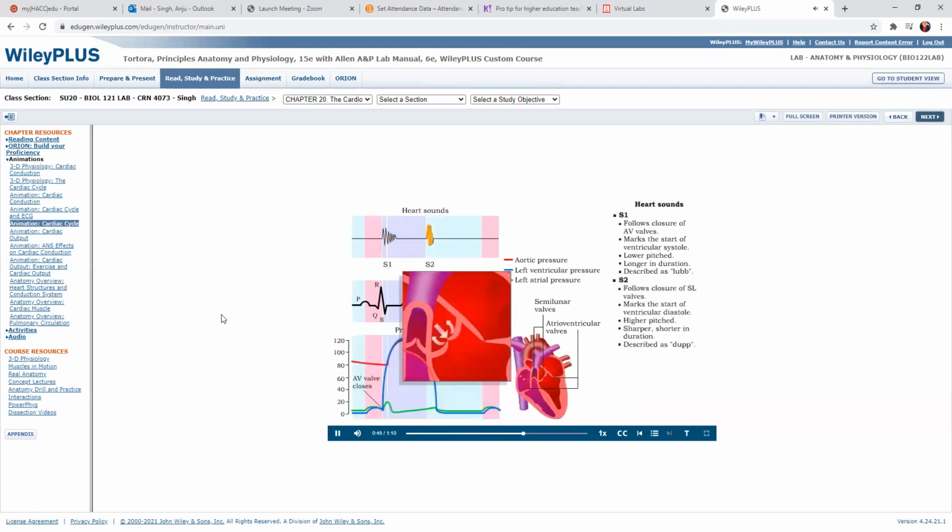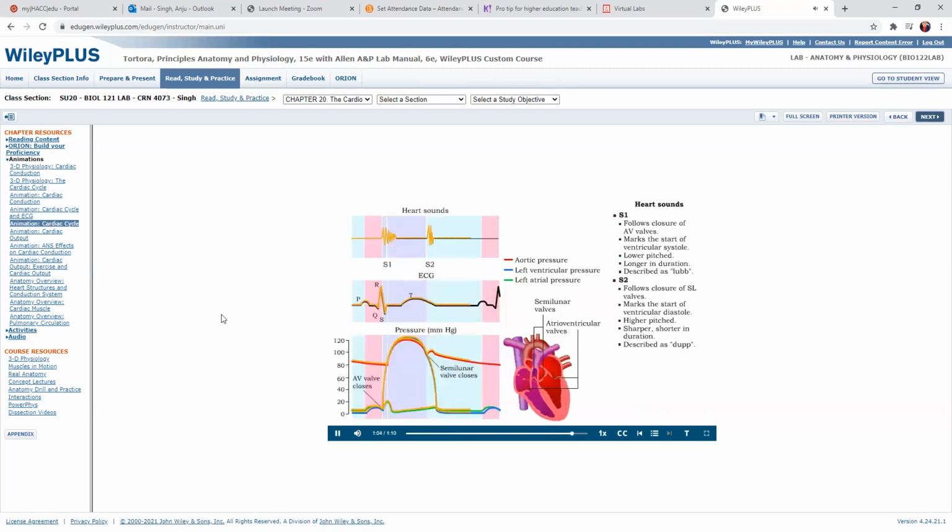The S2 sound is described as a dup. Its pitch is higher and sharper than S1. S2 is produced by the closure of SL valves and marks the start of ventricular relaxation. The sounds together form the heartbeat and sound like lub dup.